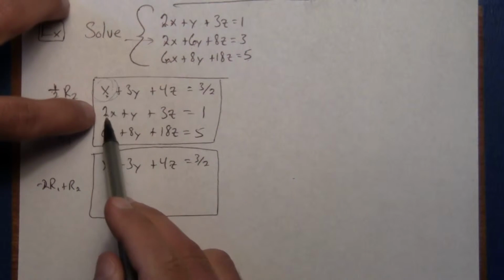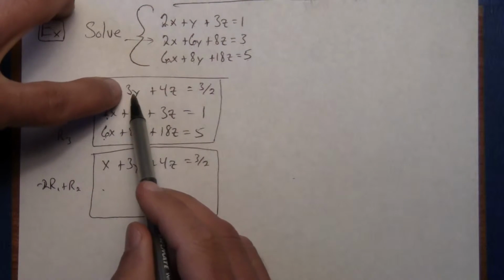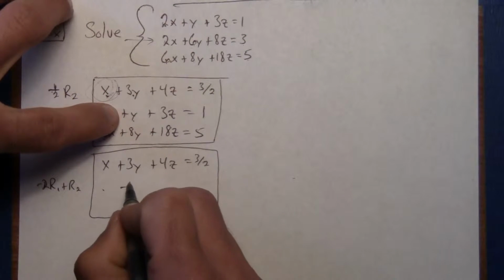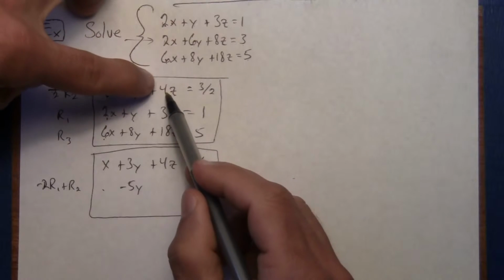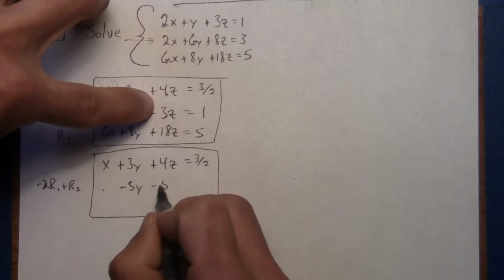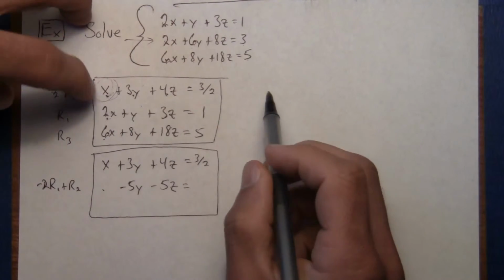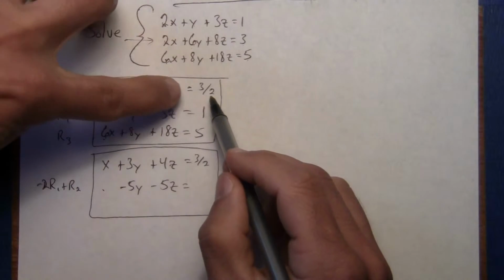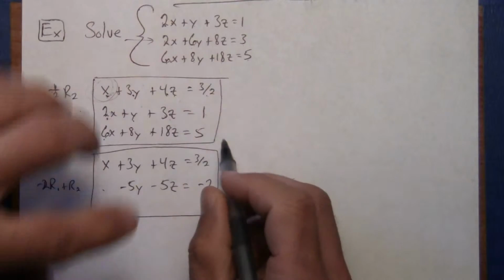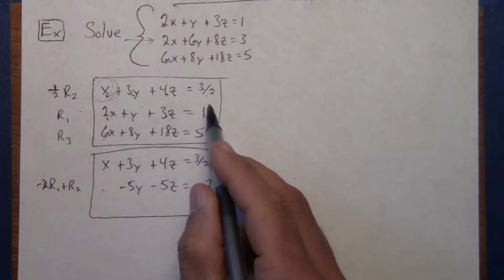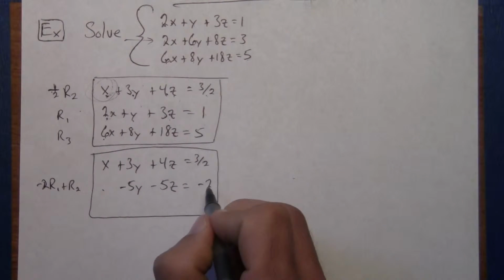So it's -2 plus 2, that gives me 0. -6 plus 1, or -5y. Looks like it's going to give me -8 plus 3, or -5z. And multiplying this by -2 is going to give me -3 plus 1, or -2. So be careful with the fractions. If it takes you a second to show your work, do that if you need to.